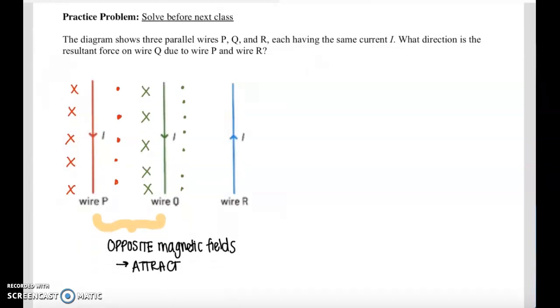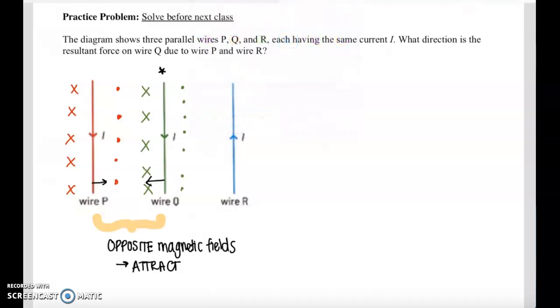So that means that wire P is going to be pulled to the right and wire Q is going to be pulled to the left. They're going to attract towards each other. Remember, our focus is on wire Q, so we don't really care that P is being pulled to the right for this problem. But we also need to remember that, yes, wire Q is feeling this force attracting it over to P, but it's also going to interact with the magnetic field created by wire R.